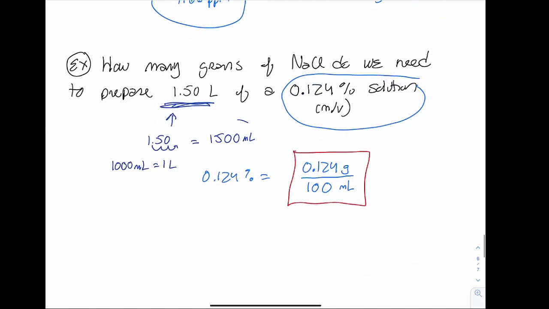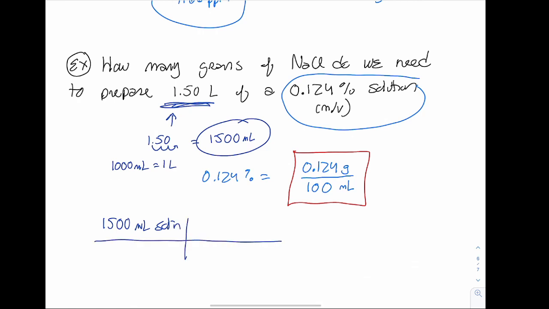So I'm going to take this number, that's the number of milliliters of solution I have for my problem. Using my percent as my conversion factor, since milliliters are on top, the 100 milliliters are going to go on the bottom, and 0.124 grams are going to go on the top. Those are going to cancel. So I'm typing into my calculator.